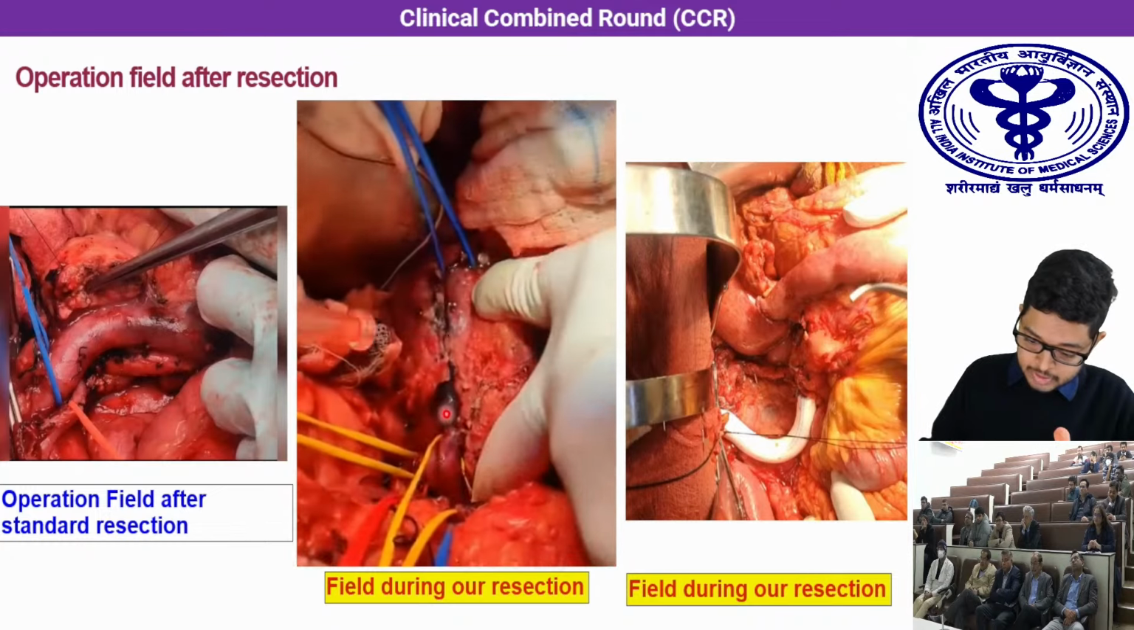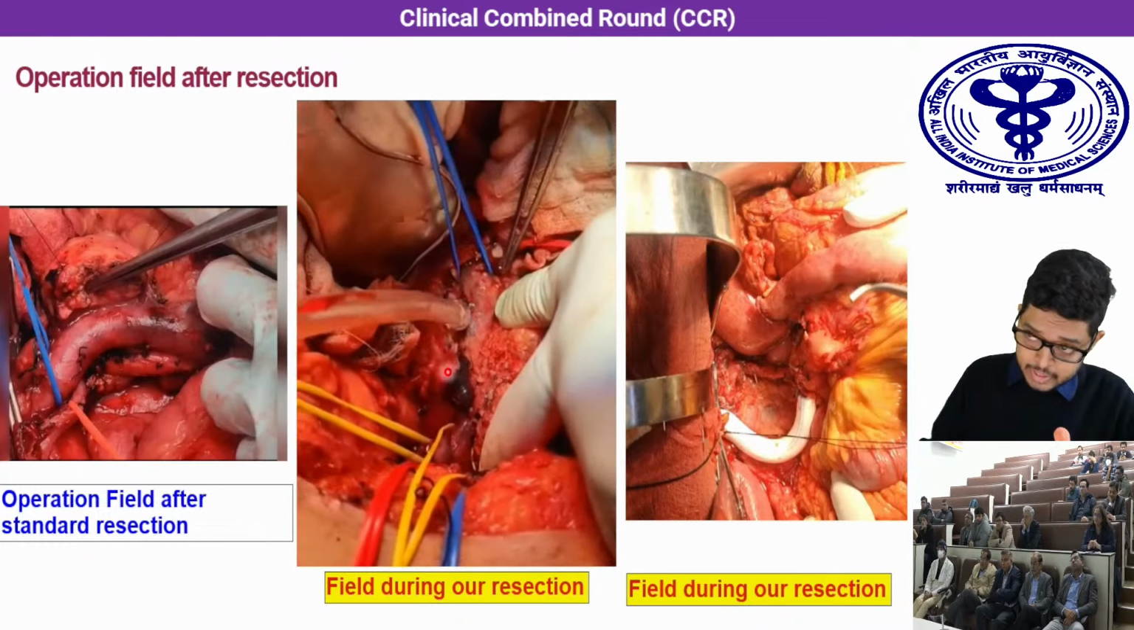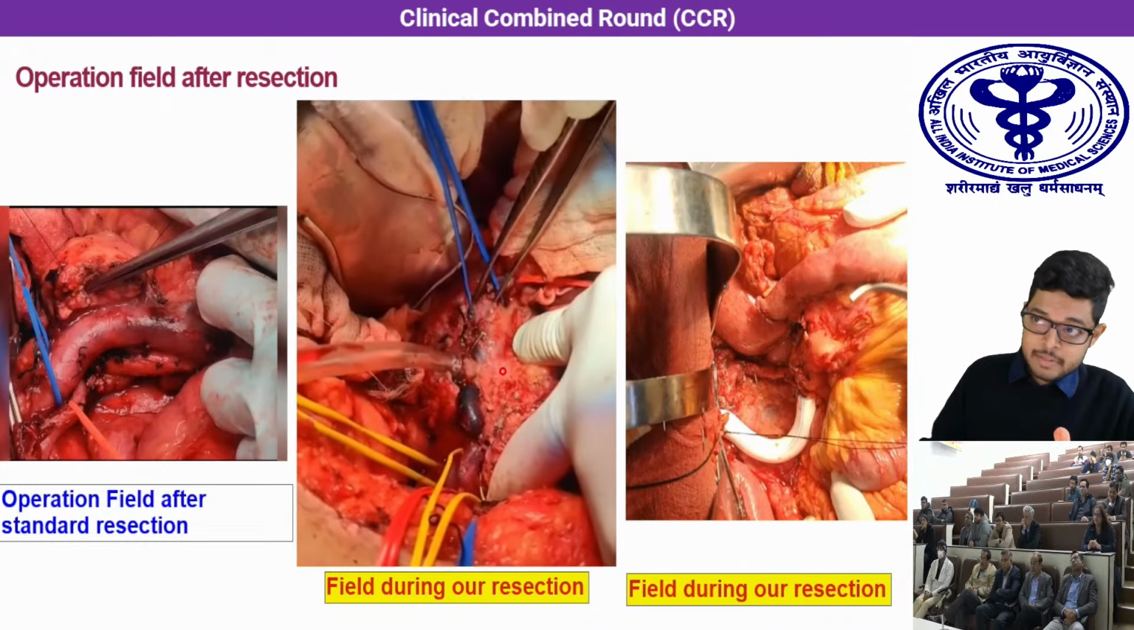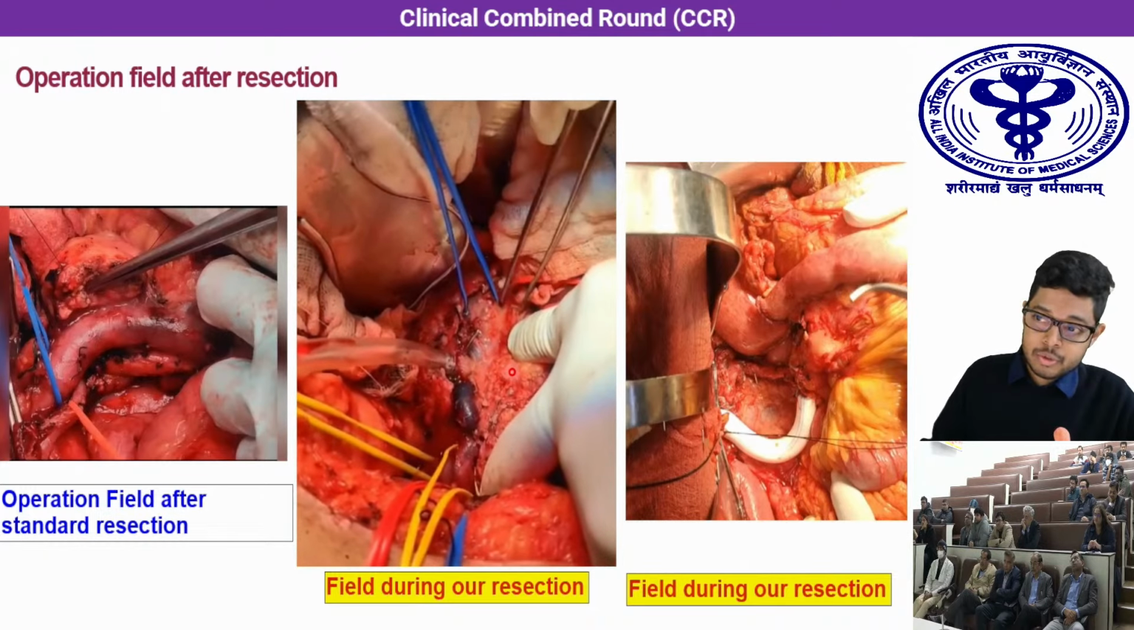This is the huge collateral sitting on the tumor, in the paraduodenal area. And finally, the forceps is pointing to the place where the portal vein is coursing through the tumor.